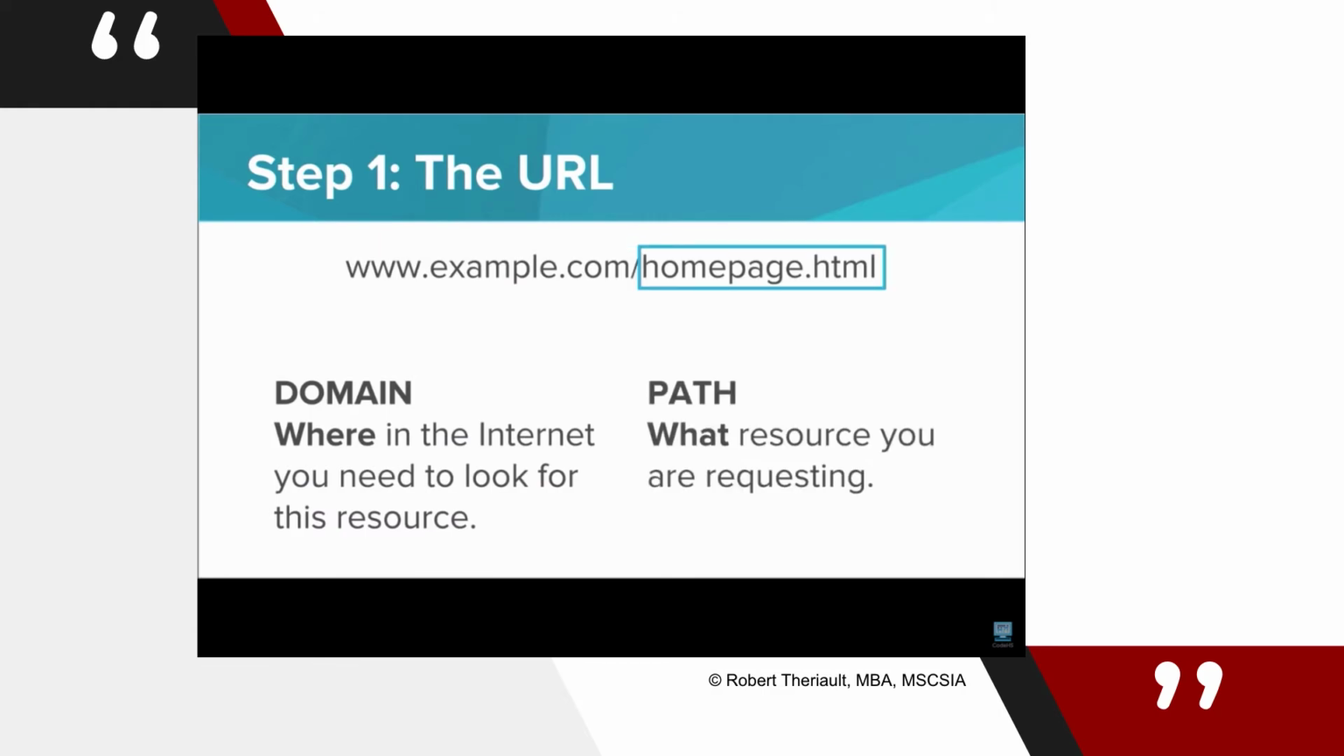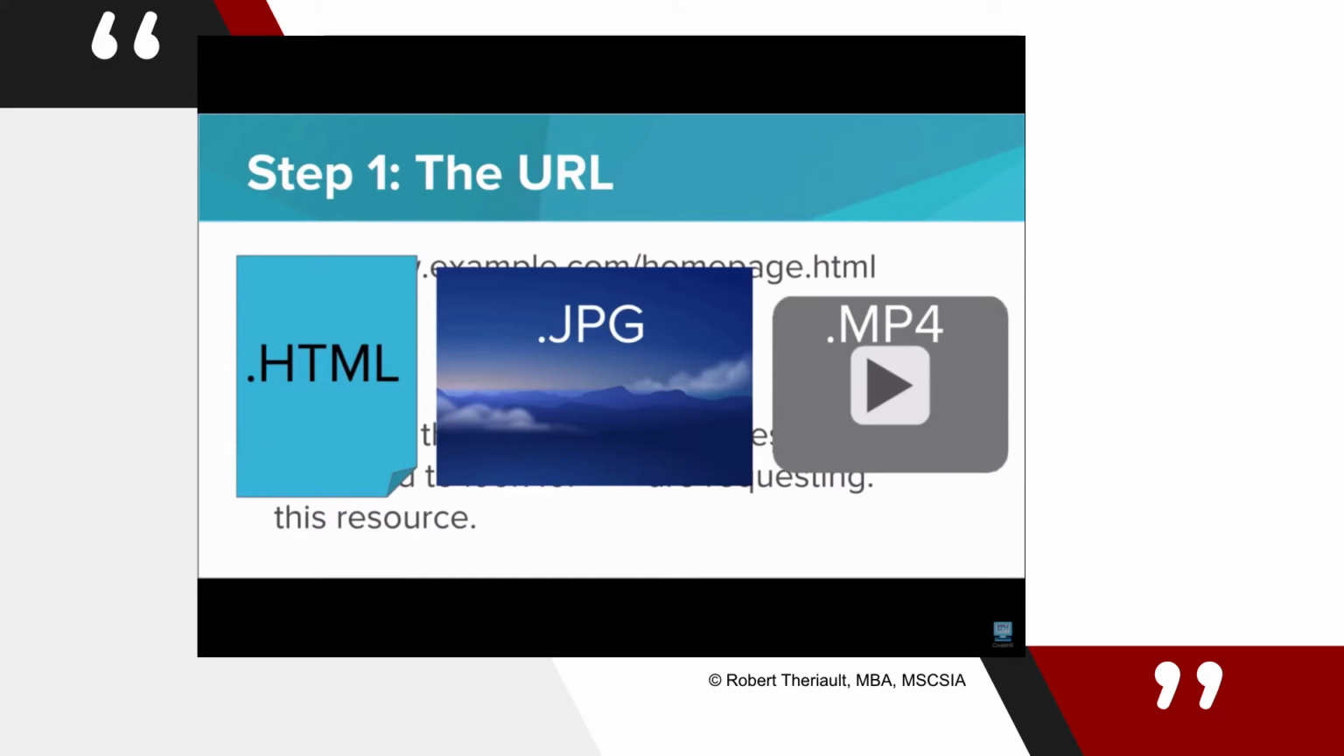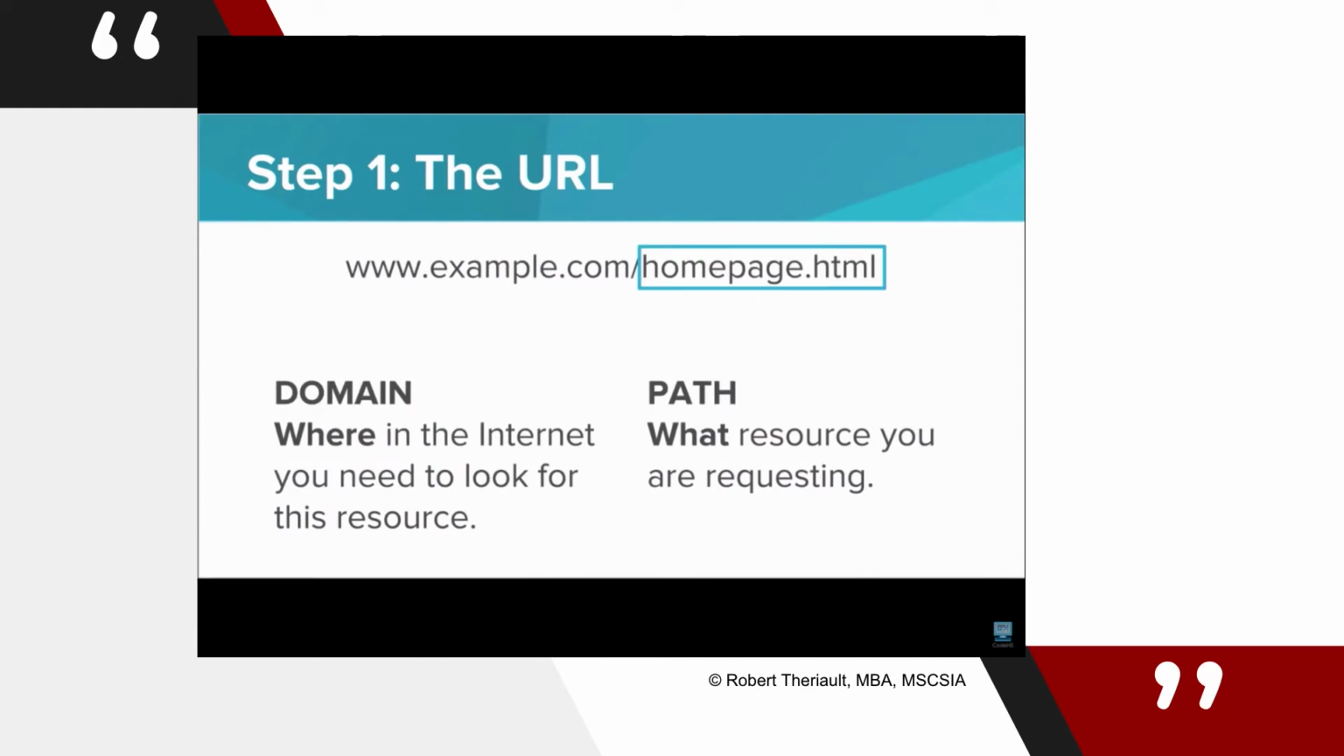The next part is the path, and the path specifies exactly which resource we're requesting. Once we get to example.com, we need to ask example.com for a specific file or a specific resource. This can be anything. It can be an HTML file, an image file, or a music file. These are all examples of resources that we can request from the domain, from example.com. So the domain and the path.